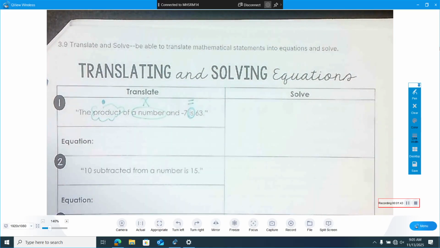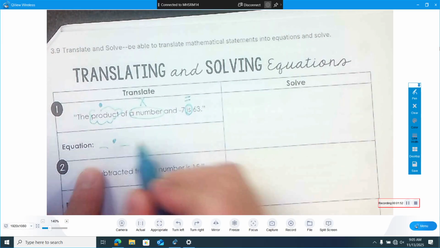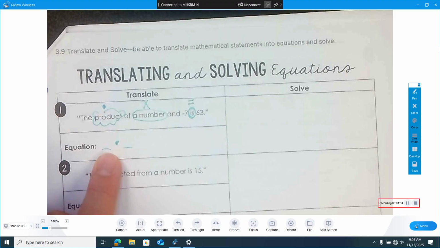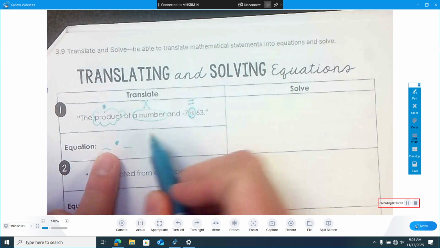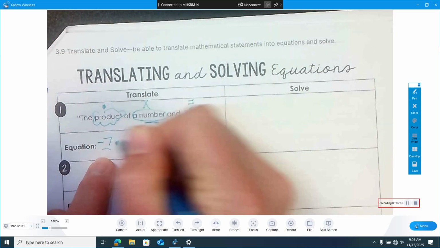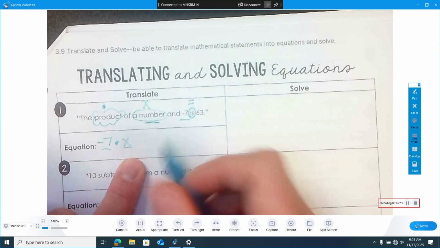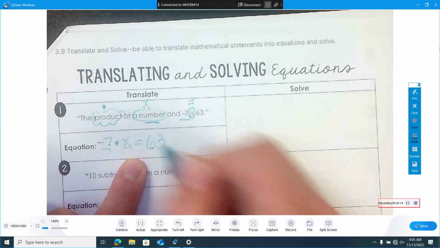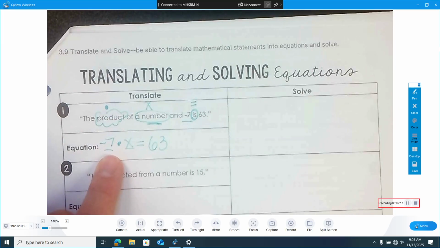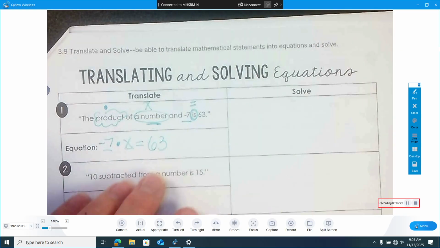So it's kind of nice. There's a lot of keywords we can pay attention to. And so we want the product. Now, when we have a product, we have two things that we're multiplying together. The product of what and what? -7 and x. Yeah, the product of -7 and the x. So -7 times the x. And then is means equals 63. So here is our very basic equation: -7 times x equals 63.